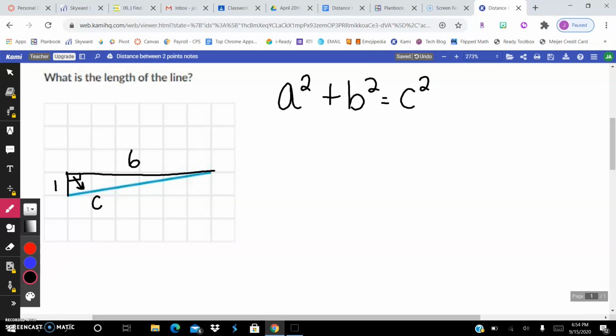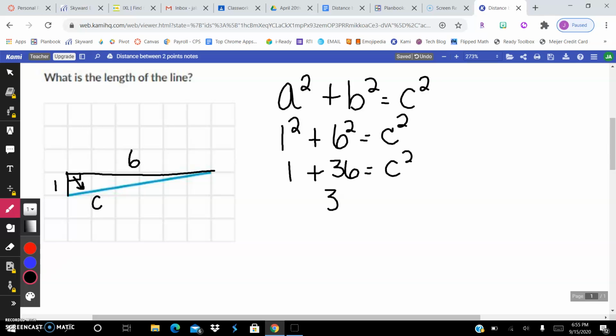So I have an a and a b value, and it doesn't matter which one I plug in where. So I'm just going to do 1 squared plus 6 squared equals c squared. 1 squared is 1, and 6 squared is 36. If I add 1 and 36 together, I get 37.